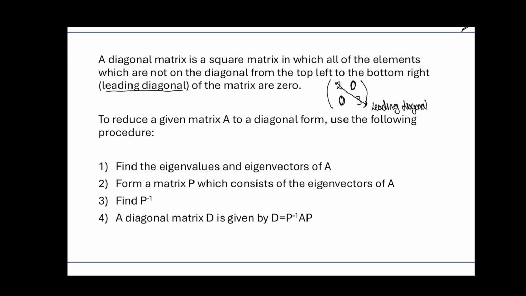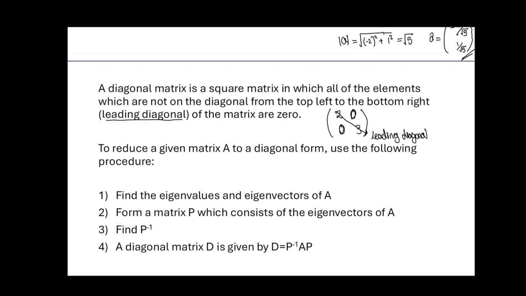If we had another matrix, let's say, if I squeeze it over here, 1, 0, 0, 0, 1, 1, 0, 0, 1. This would be the leading diagonal. If we look at all the other elements, these are all 0, but this one has a 1 in it, so this would not be a diagonal matrix.